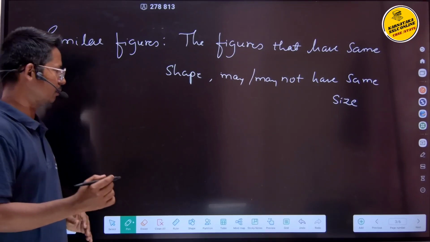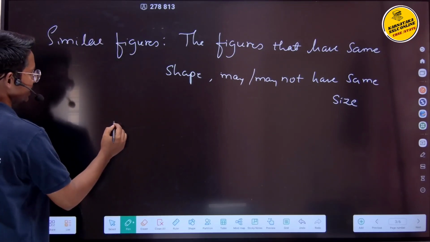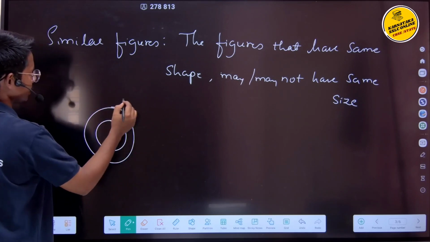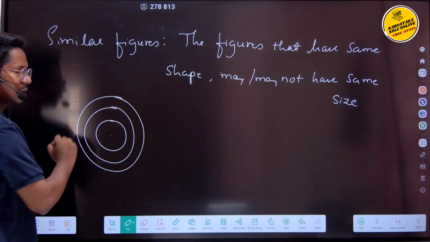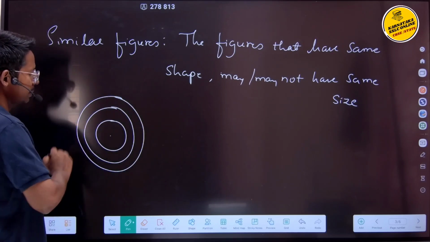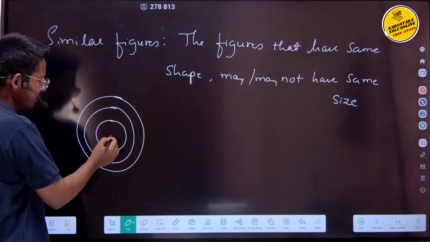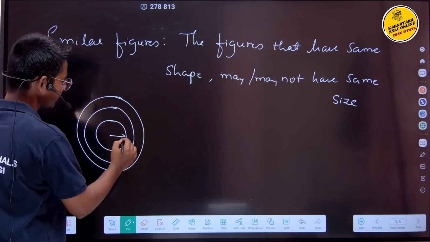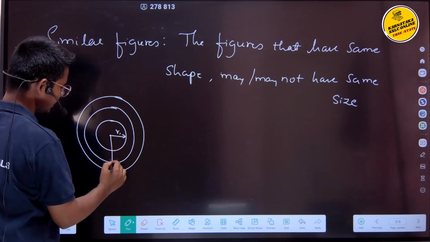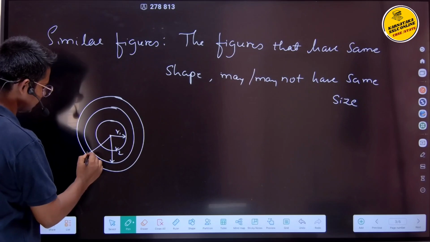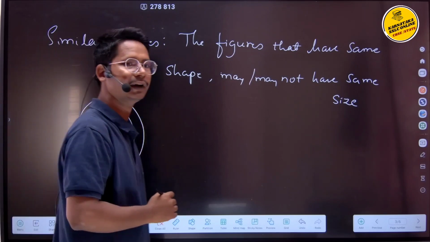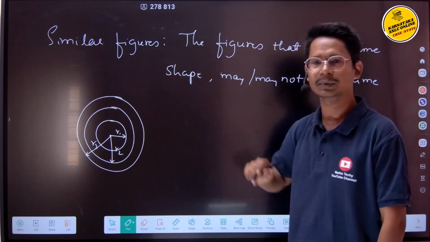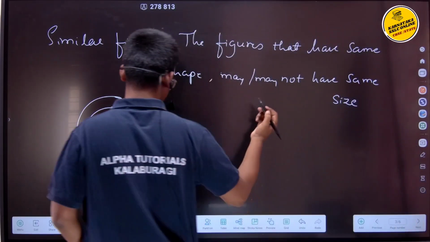One example I will show you. If you make use of circles, these are actually concentric circles. All the circles have the same center, but they have different radii: r1, r2, r3. They have different radii, but the shape remains the same. What is the shape? The shape is a circle. Now one more example.